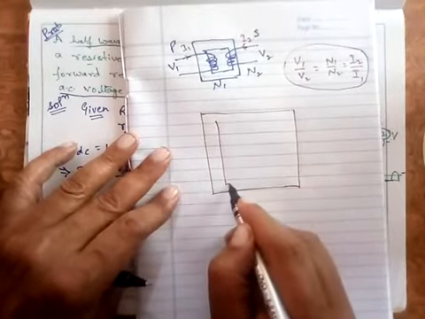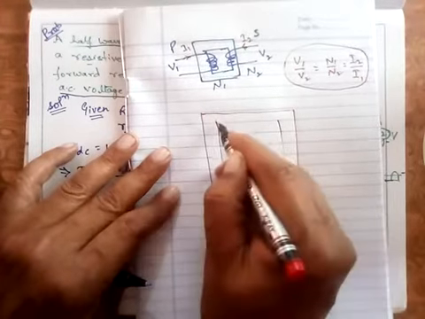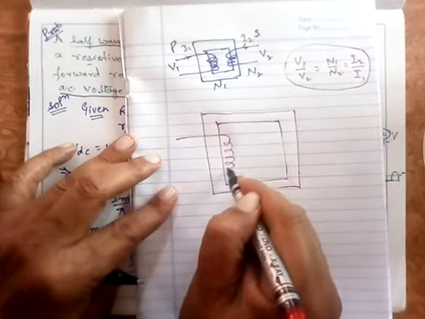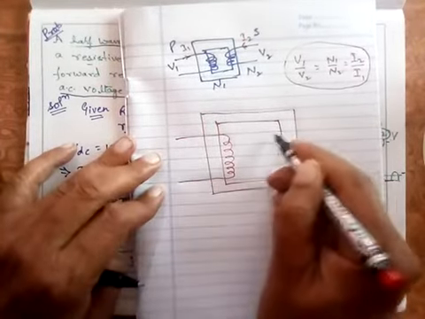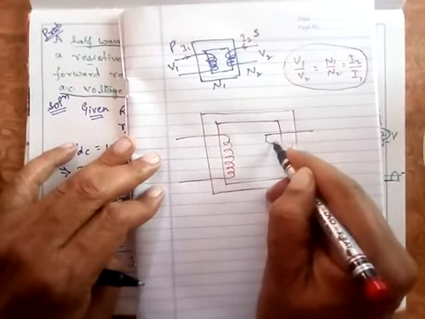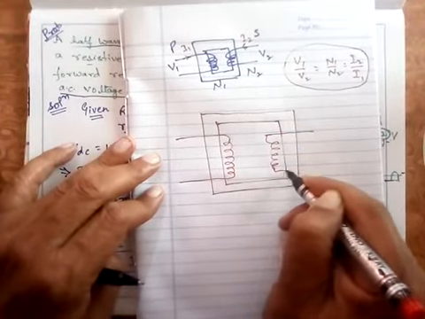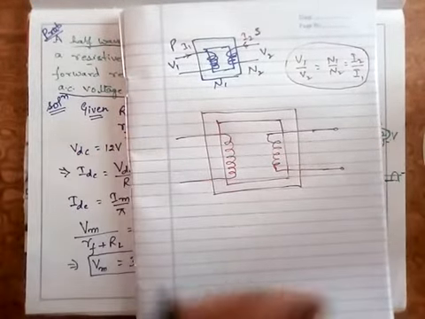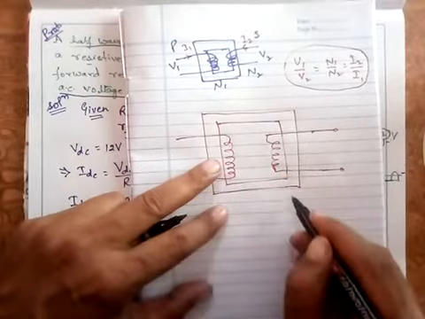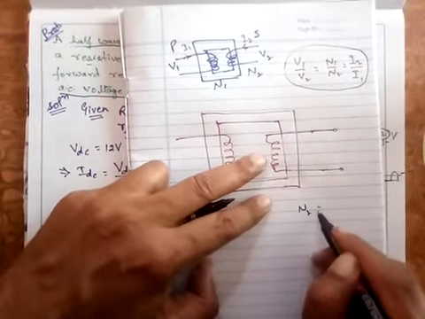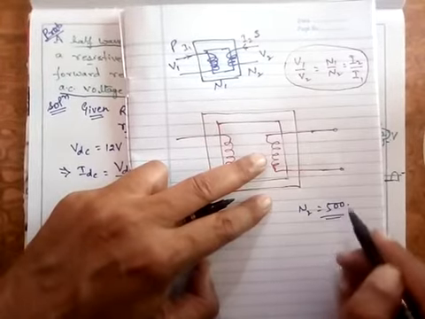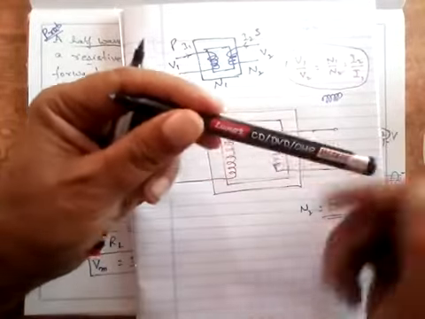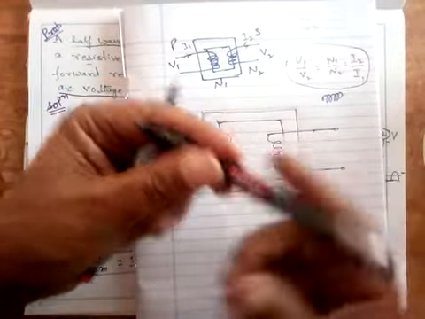You have an inductive core here, some windings on this side, and some number of turns on this side. But the point is that suppose I have made 500 turns here. Suppose I say that the value of N2 is 500. There has been 500 turns like this. I take a copper wire and I make some turns on it. Suppose there are 500 turns.